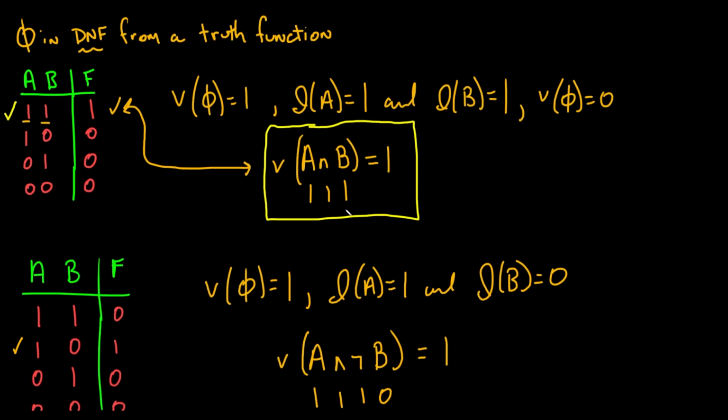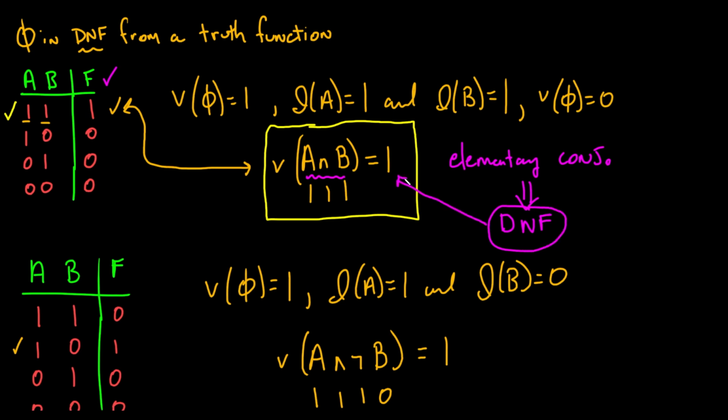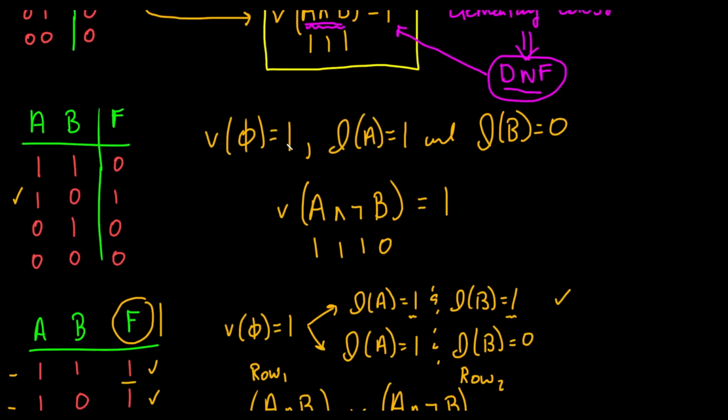Now I want to go back to our formulas and point something out. So in the first example here, this A and B, which expresses this function here, note that it is an elementary conjunction. It is a conjunction of literals, and since all elementary conjunctions are in disjunctive normal form, this particular formula is in disjunctive normal form. In other words, what we've done is we've looked at this table and created a formula that is in disjunctive normal form, which is what we're trying to do. Let's look at the second table.